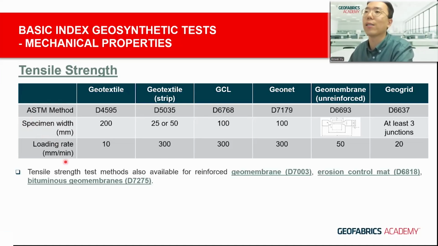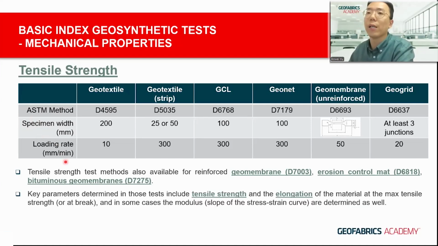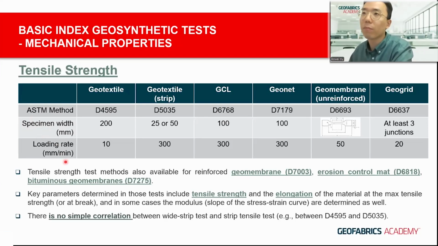In the tensile strength test, certain key parameters are determined, including the tensile strength and the elongation of the material, either at the maximum tensile strength or at the break. And in some cases, the modulus is determined as well. And you might have already discovered that we actually have 2 test methodologies for the geotextile tensile strength. The simple answer is that there is no simple correlation between the two test methods since they are using different specimen sizes and different loading rates as well. And all these parameters may account for the differences in the results you obtain from the two methods here.